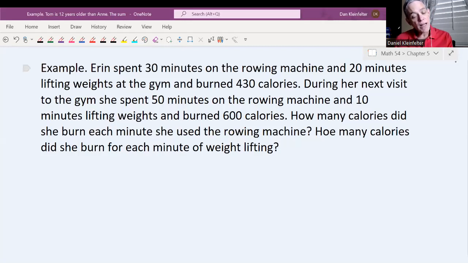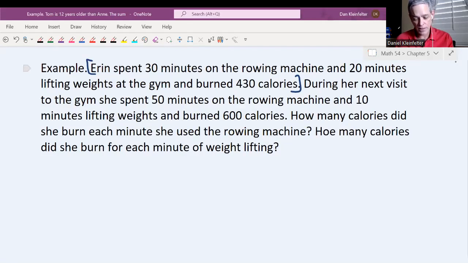All right, so here it says Erin spent 30 minutes on the rowing machine and 20 minutes lifting weights at the gym and burned 430 calories. So this is kind of like one day. She had this workout where she spent time on the rowing machine and time lifting weights and burned a certain amount of calories. Often remember that story problems, the thing that you're trying to find is at the end.